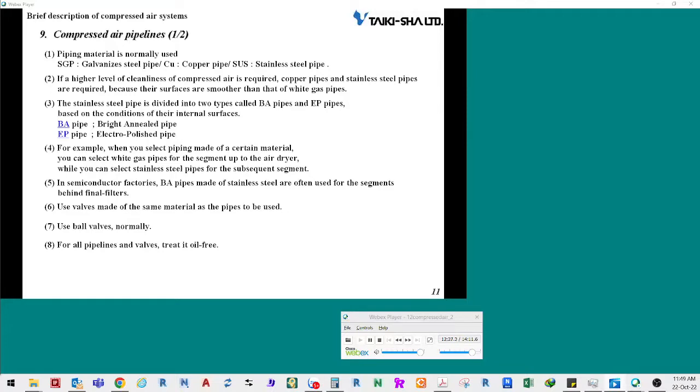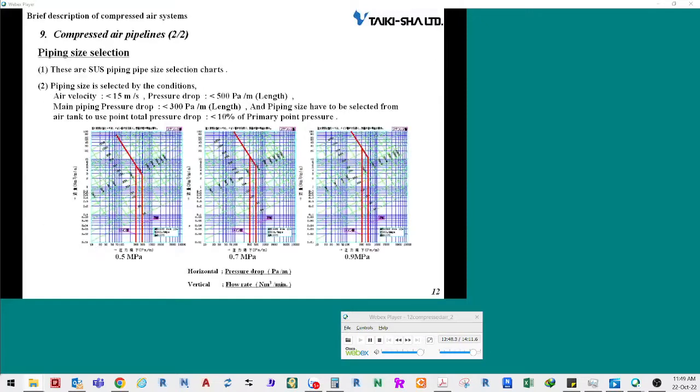In semiconductor factories, BA pipes made of stainless steel are often used for the segments behind final filters. Use valves made of the same material as the pipes to be used. Use ball valves. For all pipelines and valves, use oil-free treated ones.